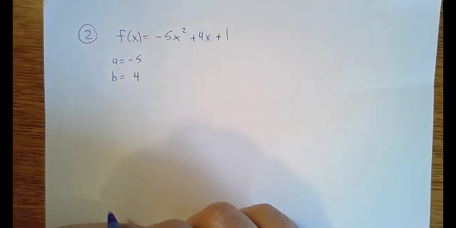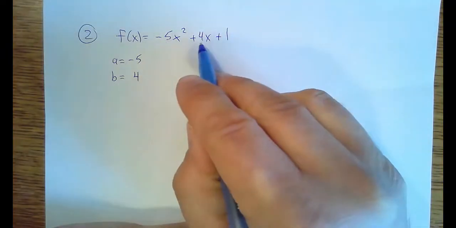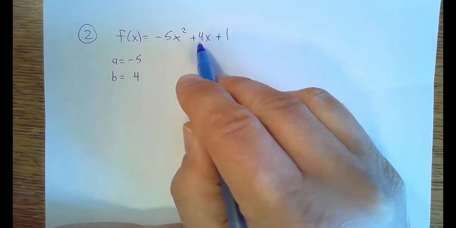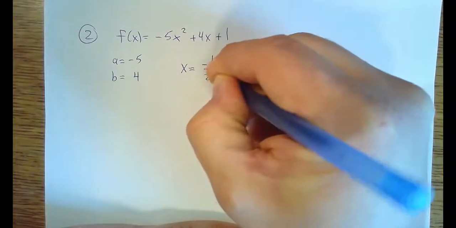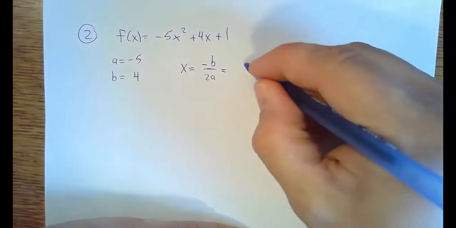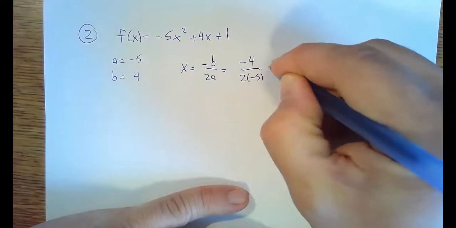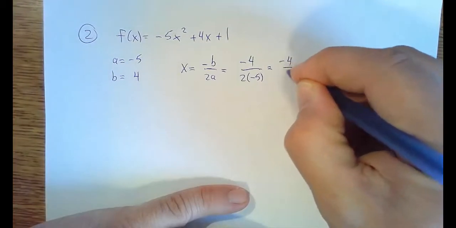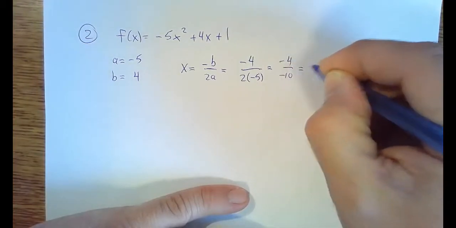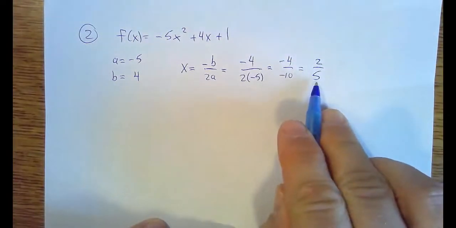In problem 2, we have f of x equals negative 5x squared plus 4x plus 1. The leading coefficient a is negative 5. The middle coefficient b is 4. So again, the vertex occurs when x is negative b over 2a. So we get negative 4 over 2 times negative 5, which reduces to negative 4 over negative 10. And that simplifies to 2/5. So the x coordinate of the vertex is 2/5.